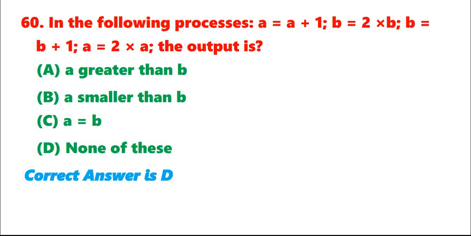60. In the following processes, A equals A plus 1, B equals 2 times B, B equals B plus 1, A equals 2 times A. The output is: A. A greater than B. B. A smaller than B. C. A equals B. D. None of these. Correct answer is D.